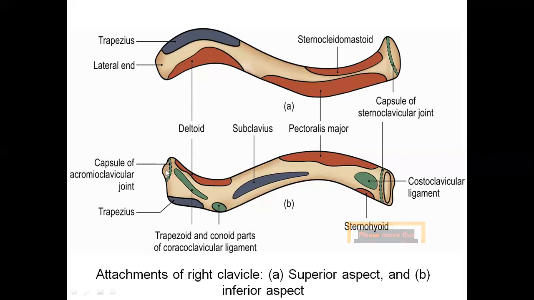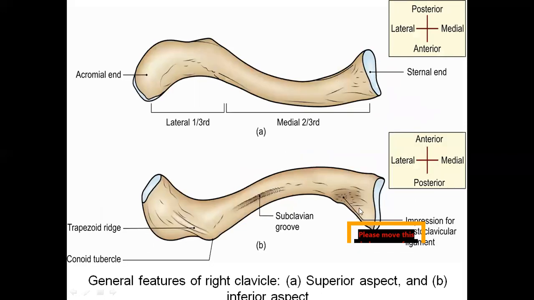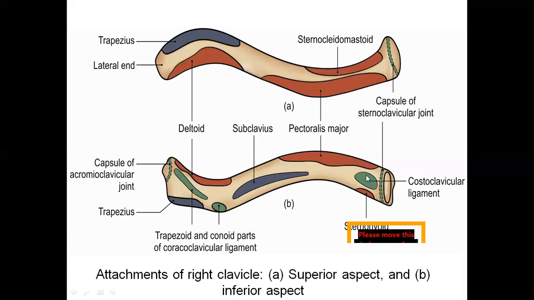And of course, the lateral end is called the acromial end because it is articulating with the acromion process of the scapula, and the name of the joint is acromioclavicular joint. The margins of this acromial end also have a capsule, as we have seen with the sternal end. And from the sternal end, in the middle part, we have the attachment of the costoclavicular ligament. In the previous picture, I told you it is the costal groove, the impression for the costoclavicular ligament. Here you are finding the connection between the clavicle and the first rib. You call it the costoclavicular ligament.